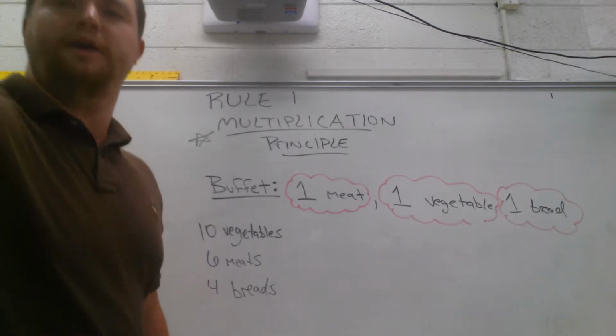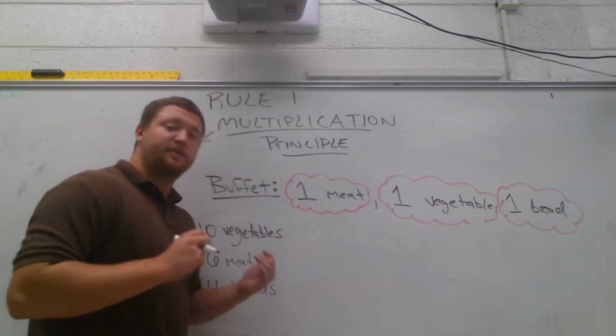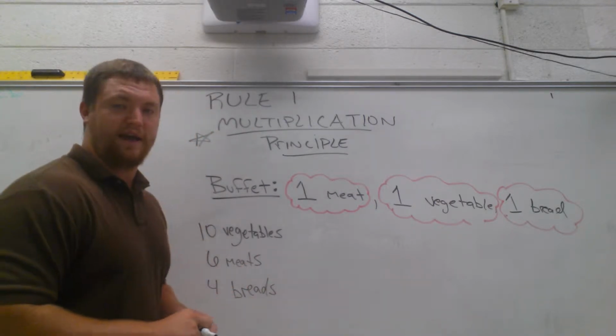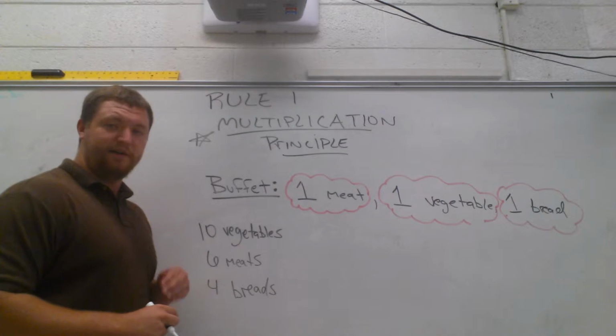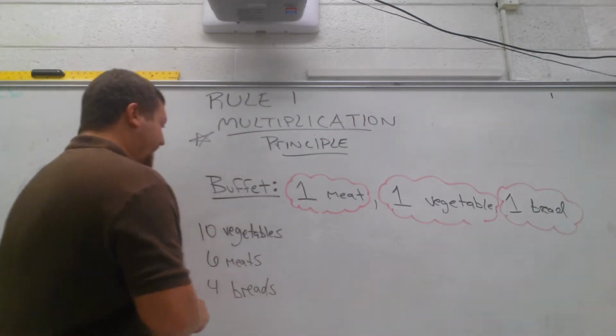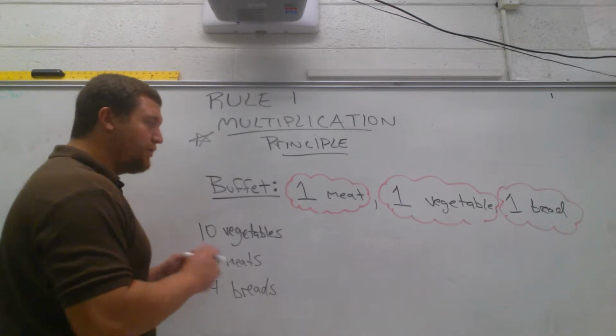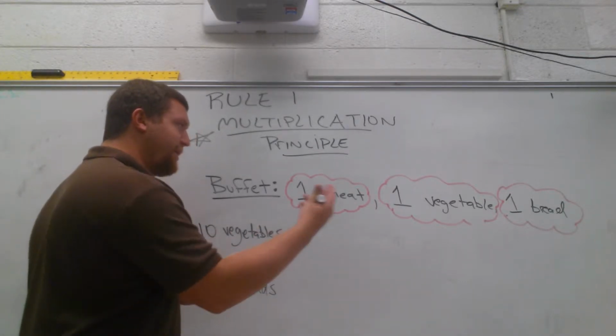We are talking about the multiplication rule. What the multiplication rule says is that the number of options I have, since these are independent events, and I know how many different choices I have, I can just multiply those choices by my number of events.